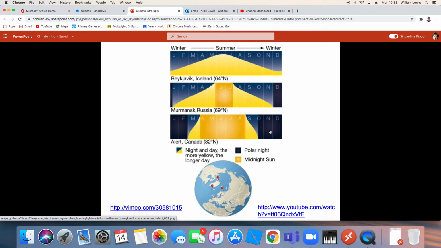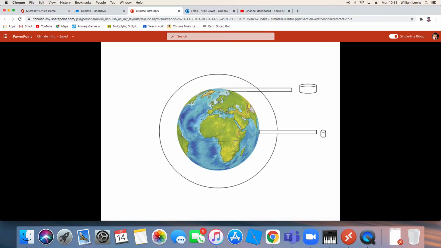Some of you might be thinking, well, hang on a minute, Nikki, surely the 24 hours of darkness that you get in the winter is cancelled out by the 24 hours of daylight you get here. But no, because even when they have daylight, remember, depth of atmosphere, surface area and albedo means it's going to be cold.